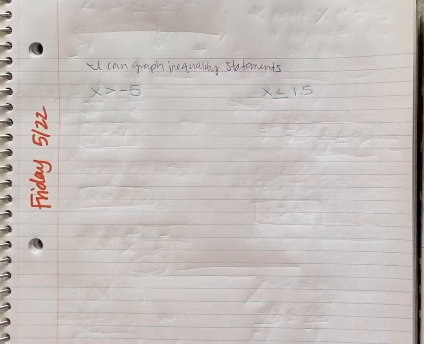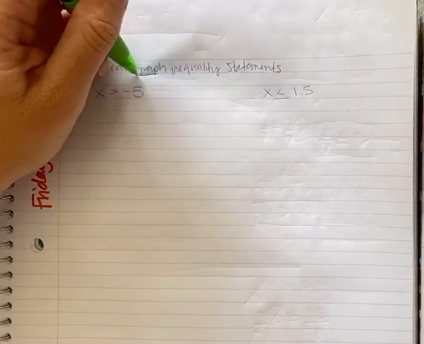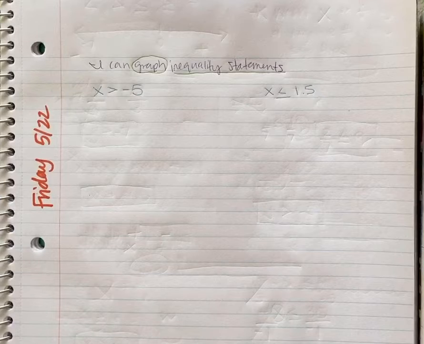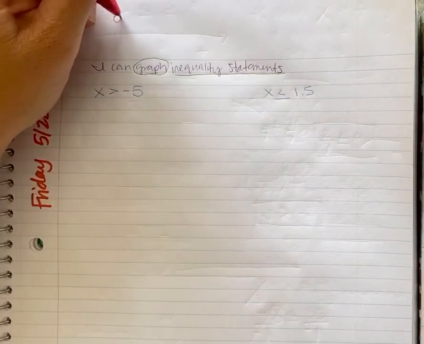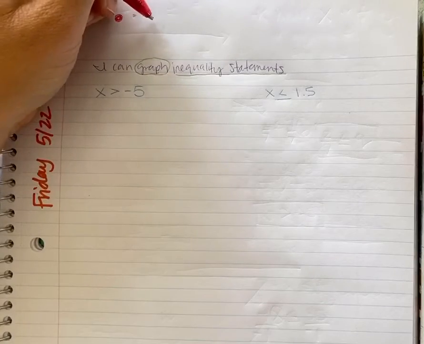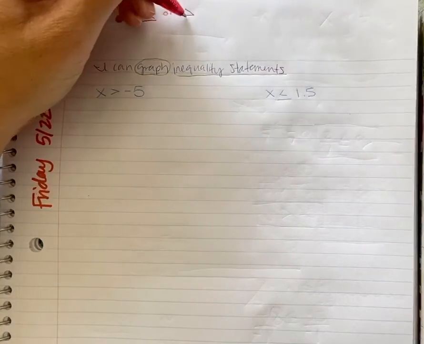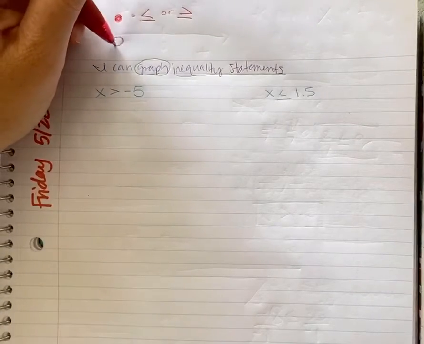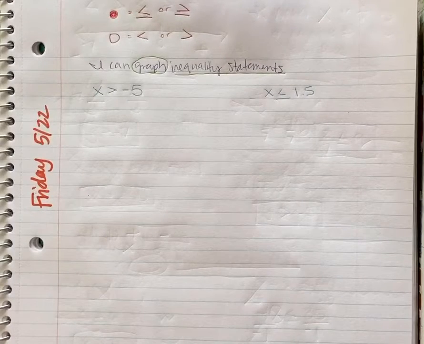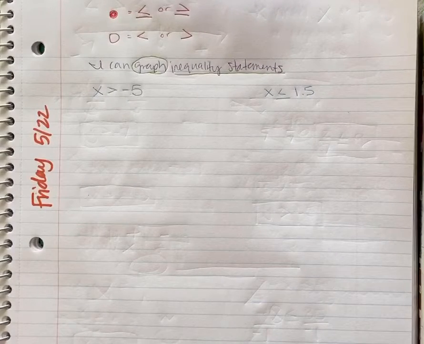Our last lesson for the week is talking about graphing. So I can graph inequality statements. We have two types of ways that we graph inequalities. We do both of them with a dot or a circle. Something that's really important to remember is that a closed circle represents less than or equal to or greater than or equal to. An open circle represents less than or greater than. And if you have no idea what I'm talking about, let's go ahead and look at an example.